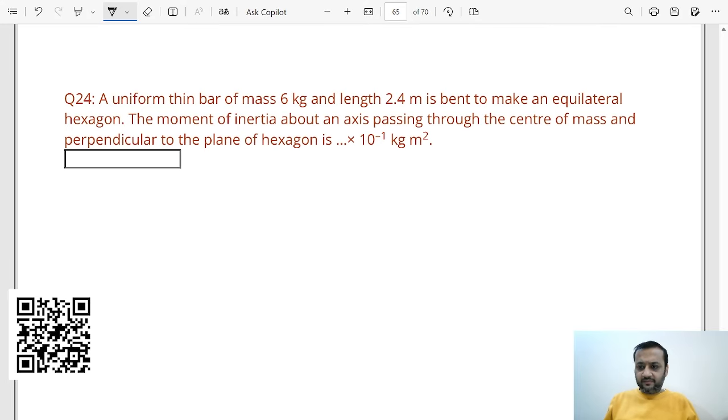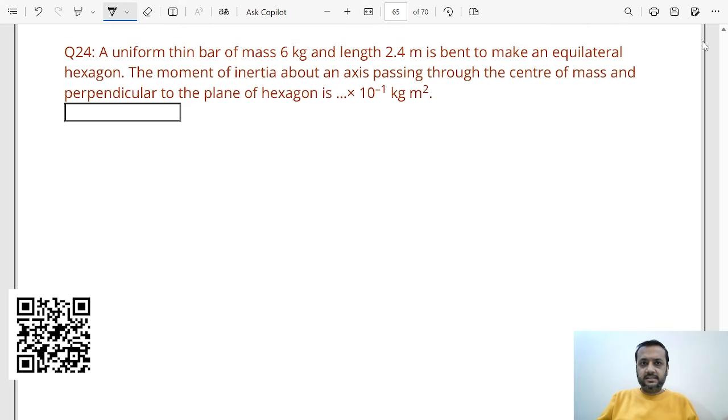In this question, we have a uniform thin bar of mass 6 kg and length 2.4 meter, which is bent to make an equilateral hexagon. The moment of inertia about an axis passing through the center of mass and perpendicular to the plane of the hexagon. So basically, suppose this was the bar, with mass 6 kg and length 2.4 meter. We have converted it into a regular hexagon.